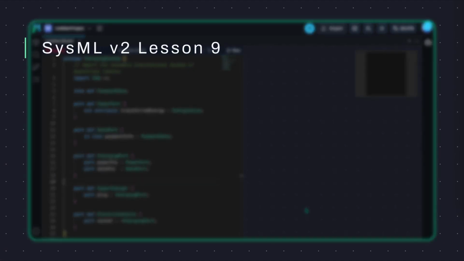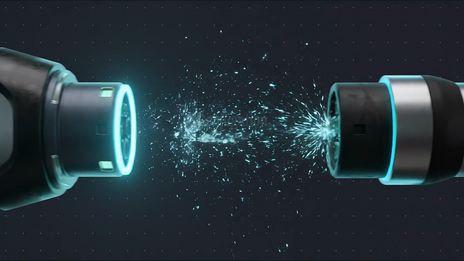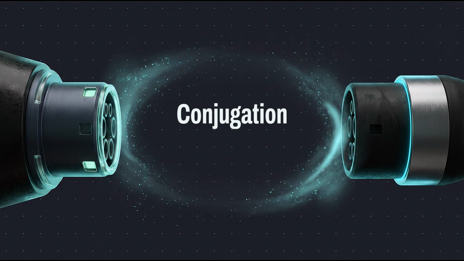SysML v2 Lesson 9: The Power of Conjugation. Welcome back to the SysML v2 Deep Dive series. In the previous lesson, we separated two ideas that are easy to mix together: ports and interfaces. In this lesson, we focus on one very useful SysML v2 feature for ports: conjugation.